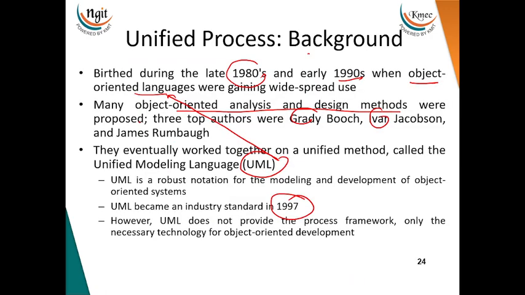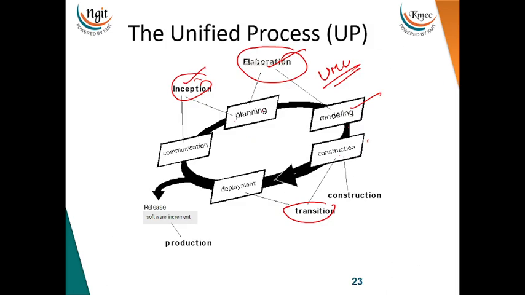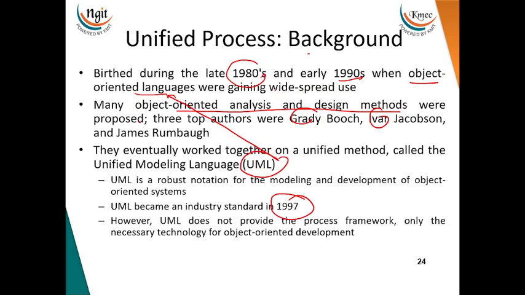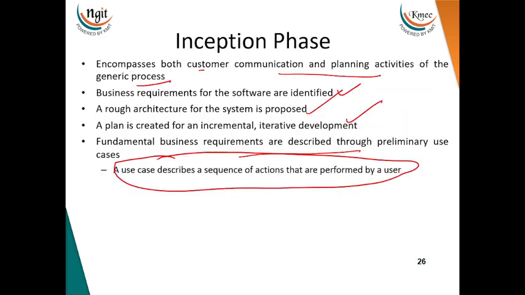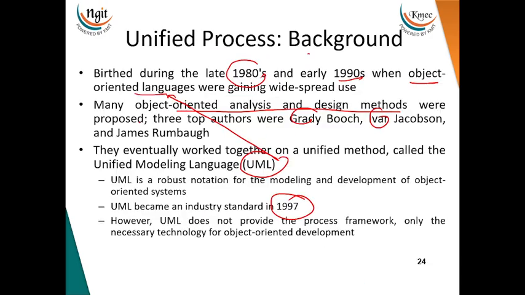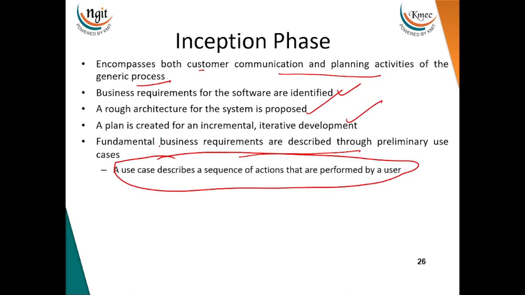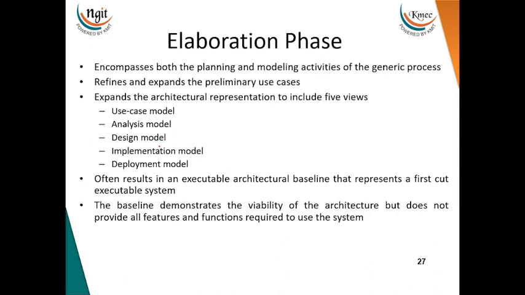What is that inception model? Look here. Customer communication and planning activities are there. Business requirements of the software are defined based on the communication. A rough architecture is defined. Why? Because we are in the planning part. So rough activities are defined and a plan is created. Next part, elaboration.